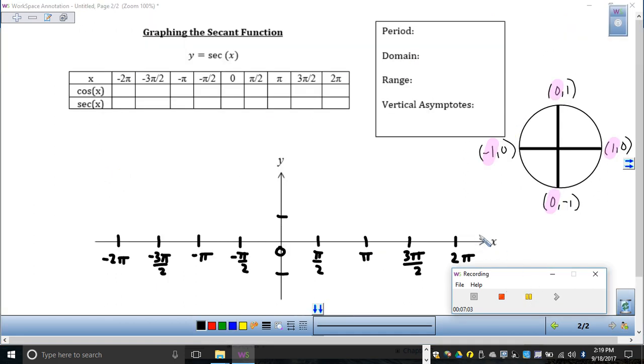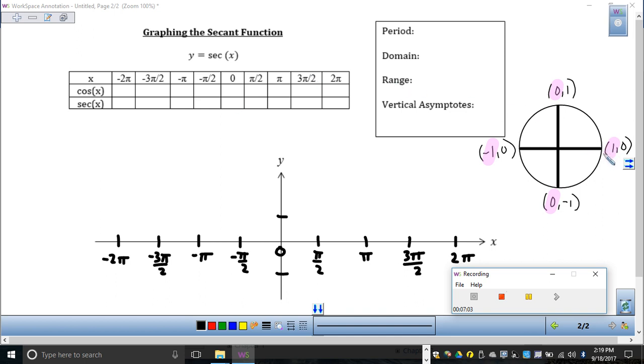All right, now we are going to take a look at the graph of secant. So secant is related to cosine. It is the reciprocal function to cosine. And so we are going to now think about our x values going around our unit circle. And I have them highlighted here.